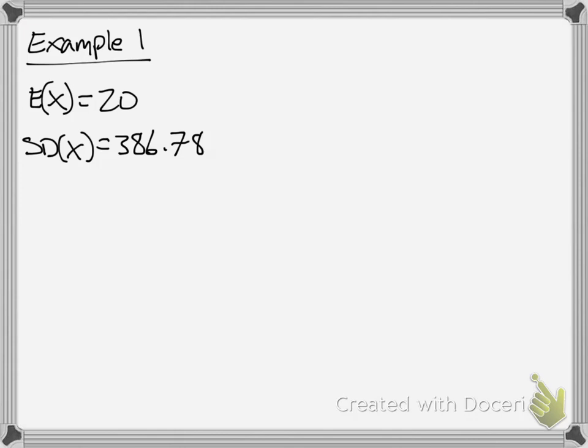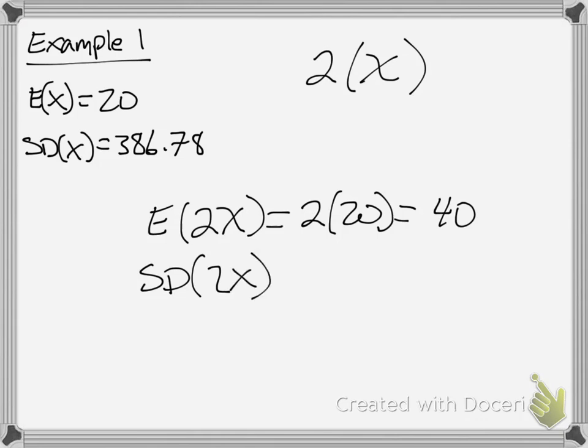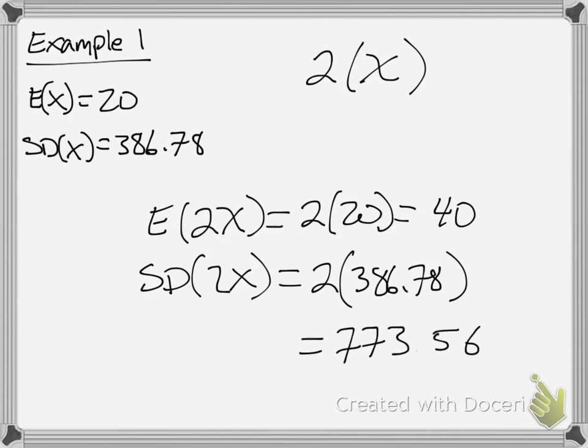All right, and now it tells us the company decides to double all of the payouts. Okay, so doubling all of our payouts, that means we're going to multiply our random variable by 2. So what's our new mean and standard deviation? Well, our new mean is going to be 2 times 20, should be a piece of cake. All right, and our standard deviation, if we're going to double all of our payouts, is going to be 2 times our standard deviation, which was $386.78, and that's going to give us $773.56.